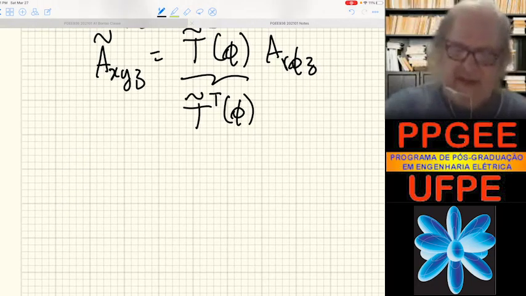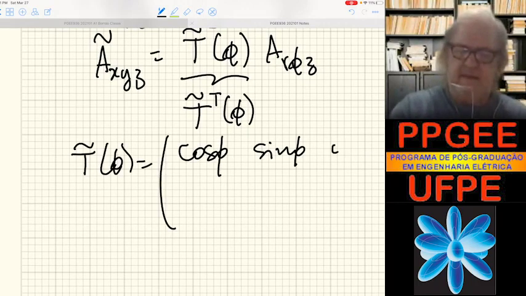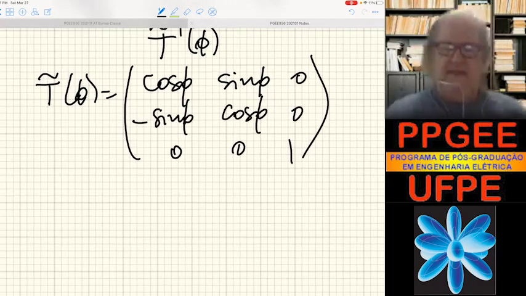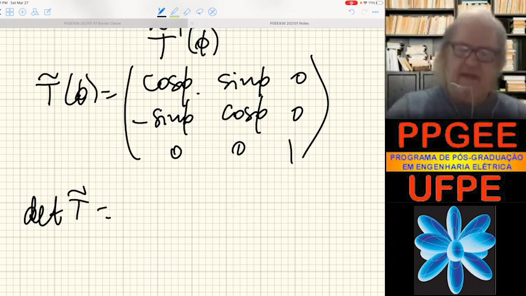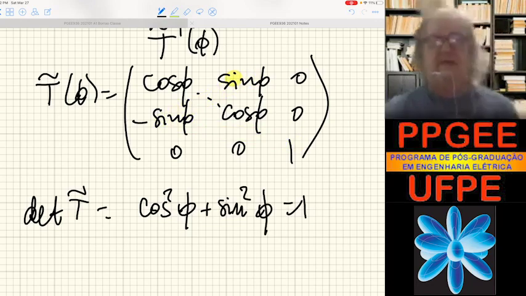Okay. So this T of phi is cosine phi, sine phi, 0; minus sine phi, cosine phi, 0; 0, 0, 1. And it's easy to calculate the determinant of T, right? Cosine square plus sine square, which is plus, equals 1, right? Same thing.